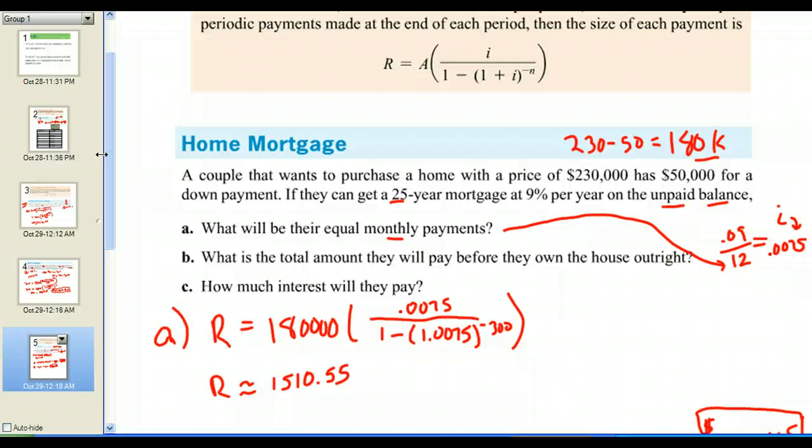Alright, so that's that section. 5.6, only one more section to go in Chapter 5.